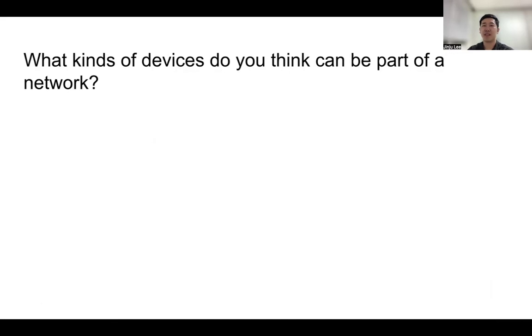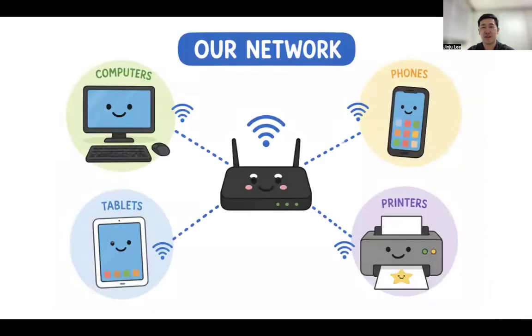Next, what kind of devices do you think can be part of a network? Go ahead. Again, pause the video, write them down. Here's some examples. Of course, computers, smartphones, tablets, and hey, even wireless printers, etc. So on any single network, you can have all of these connected to it. Computers, tablets, printers, phones, etc.